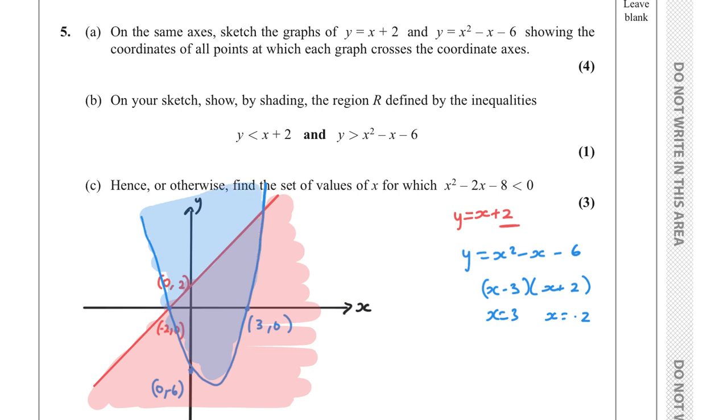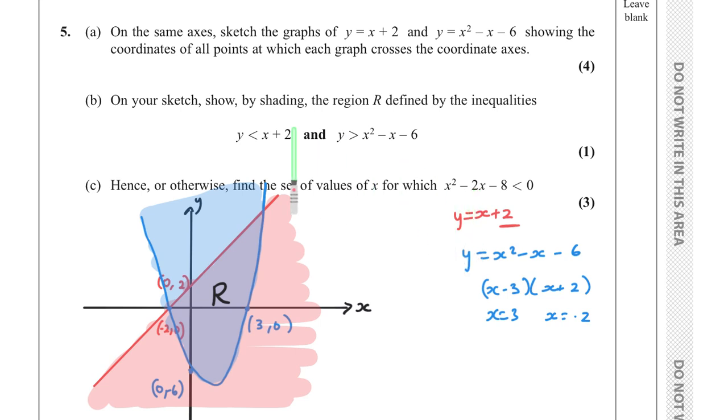There we go. So, where do they in fact both hold? It's that section in the middle. So that's what our region is. It then says hence or otherwise. Okay, hence or otherwise, find the set of values of x for which this is less than 0.